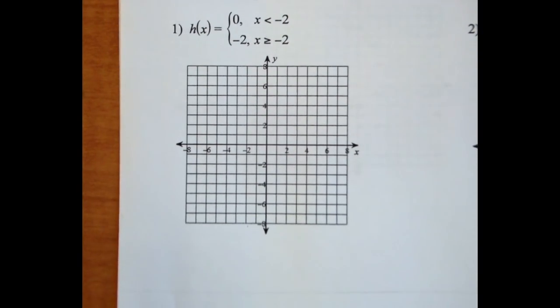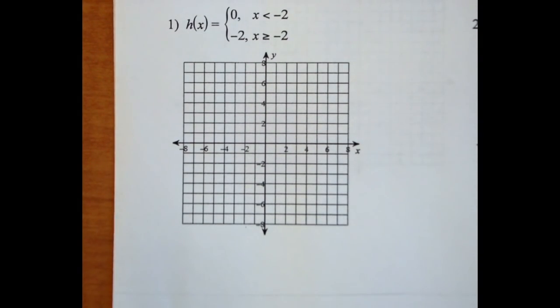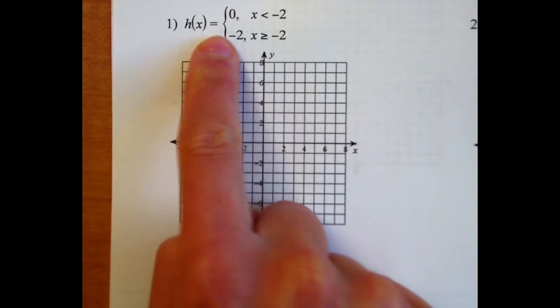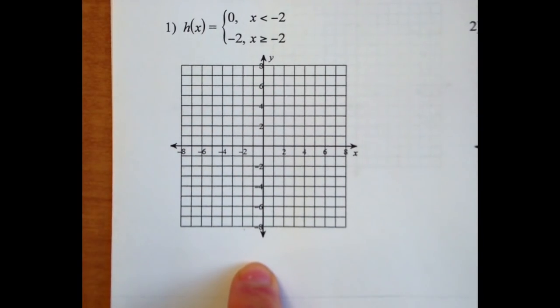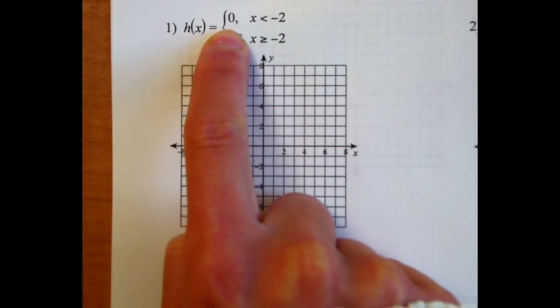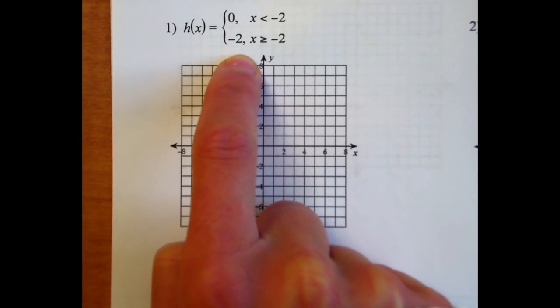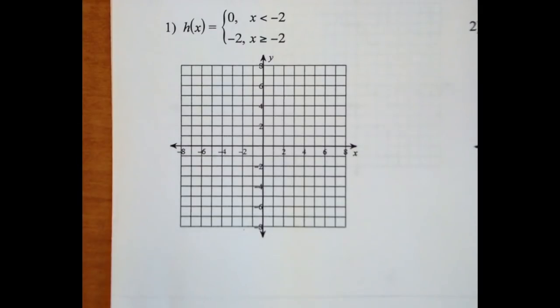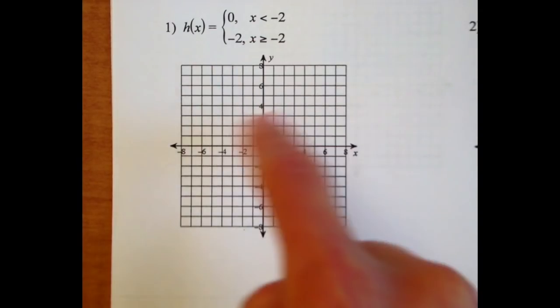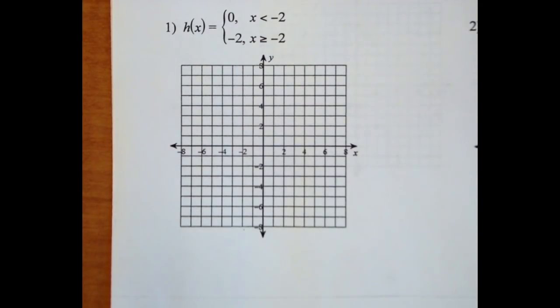And you have this crazy looking function that says h of x equals, and then normally you're used to seeing an equation that you'd graph. But now you see 0, comma, x less than -2, -2, comma, x greater than or equal to -2. There's a lot of crazy things going on in this equation. So let's take a moment to break down what each part of this equation is telling us before we try to graph it.